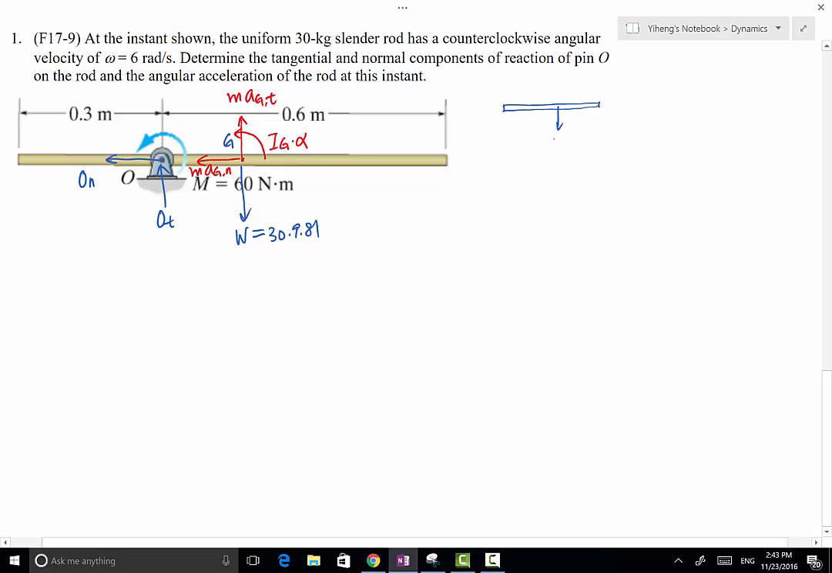The correct way, of course, is to draw the free body diagram separately. Again, we will have the weight force W, O_T, O_N, and then the free couple moment, 60 Newton meter. And then again, the kinetic diagram will be m a_G n here, m a_G t here, and then I_G alpha. So with that done, now we can start writing our three equations of motion.